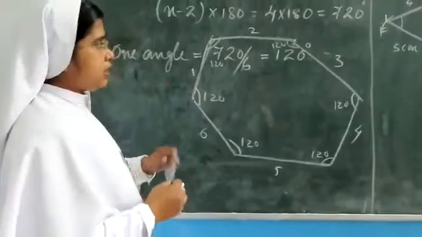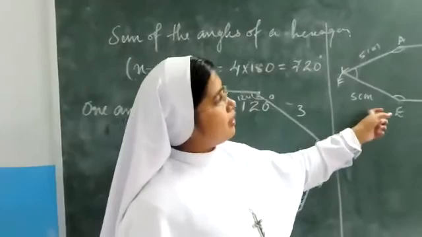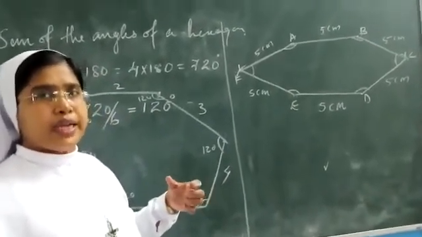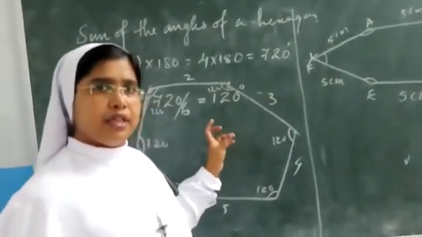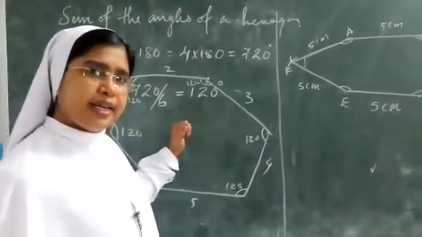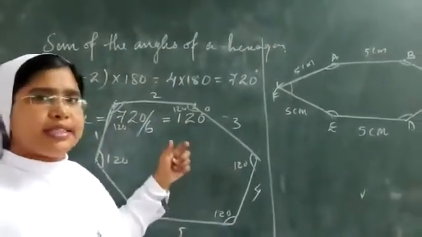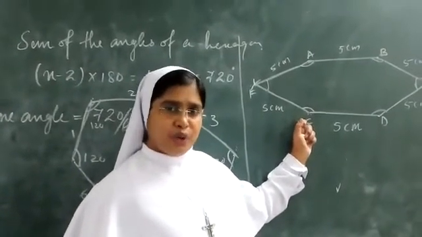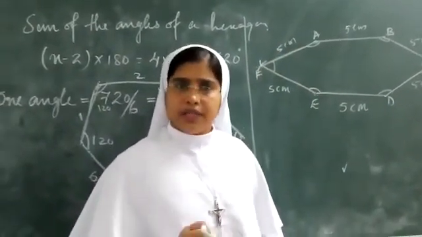So here it was equal angles but unequal sides. But in the other one, equal sides but unequal angles. So we have drawn 2 types of hexagon. Do you understand? Can we say this is a regular hexagon? No, this is not a regular hexagon because here we have equal angles but unequal sides. Then can we say this other one is a regular hexagon? No. Why? Here we have equal sides but unequal angles. Hope it is clear to you.